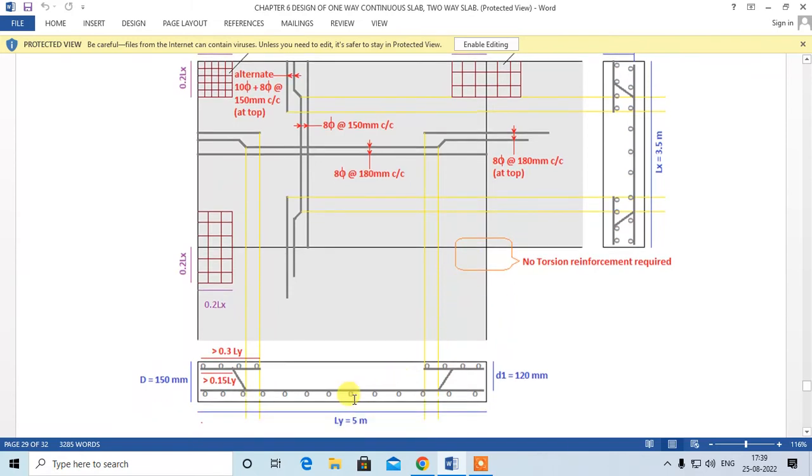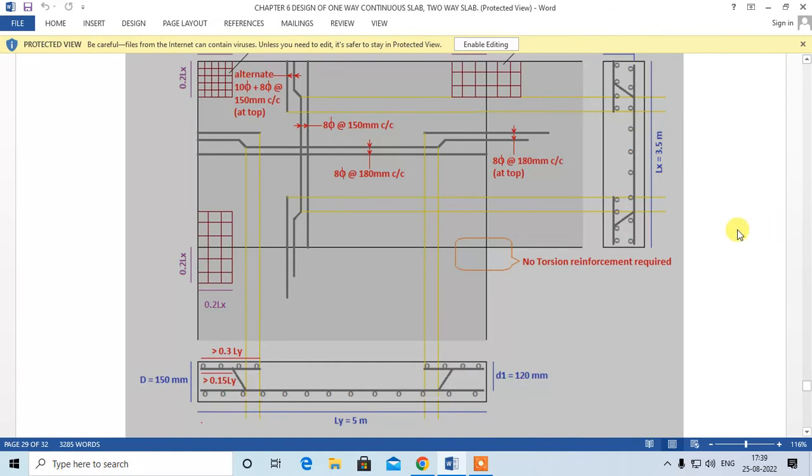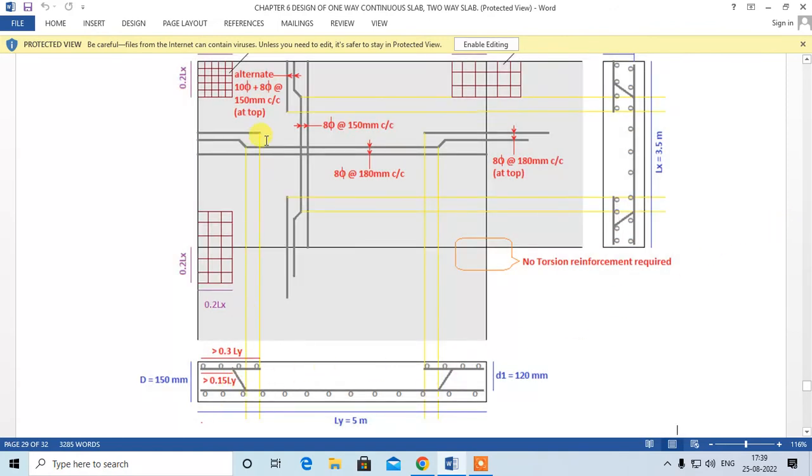Okay, fine. So everything is shown over here. This distance should be greater than 0.15, right? This line is shown for the bent up. This line is shown for the bottom. This line is shown for the extra top. This shows the length. Similarly over here also, right? So this is how you do the detailing of a two-way continuous slab, right?